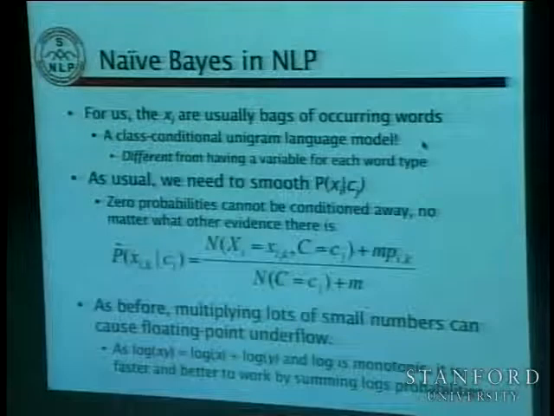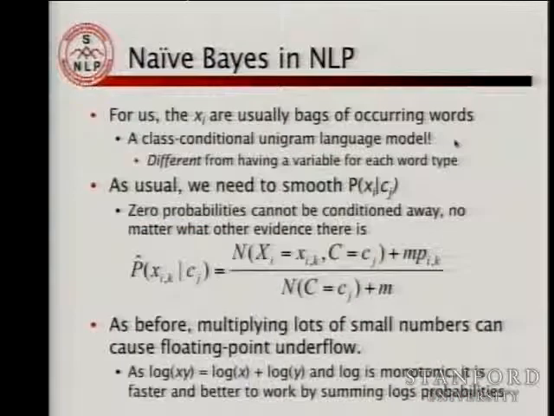Okay, now let me say the NLP particular part. For NLP, what we usually do is say that the xi are the words in a document. So we treat them as independent words in a document, but they are the actual word tokens that occur in a document. And so if you remember back to our language model lectures, that naive Bayes model is neither more nor less than a class conditional unigram language model.